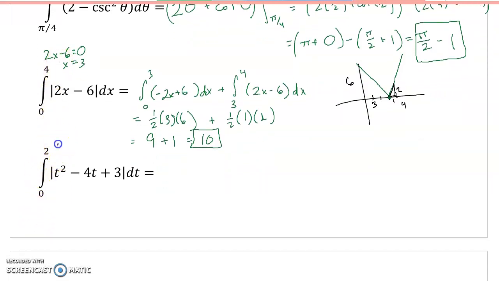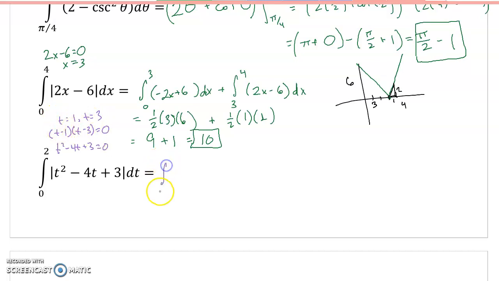We're going to ask, when does that argument equal 0? Well, that factors to be t minus 1 and t minus 3. So at t equals 1 and at t equals 3, our argument equals 0. So those are places where it bounces off the t-axis. So notice that our integral is only going from 0 to 2. So we don't really care about that t equals 3. We only care about the t equals 1.